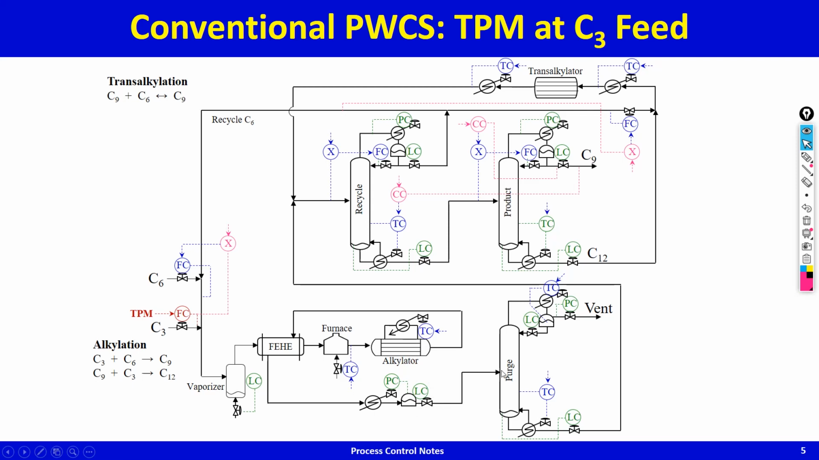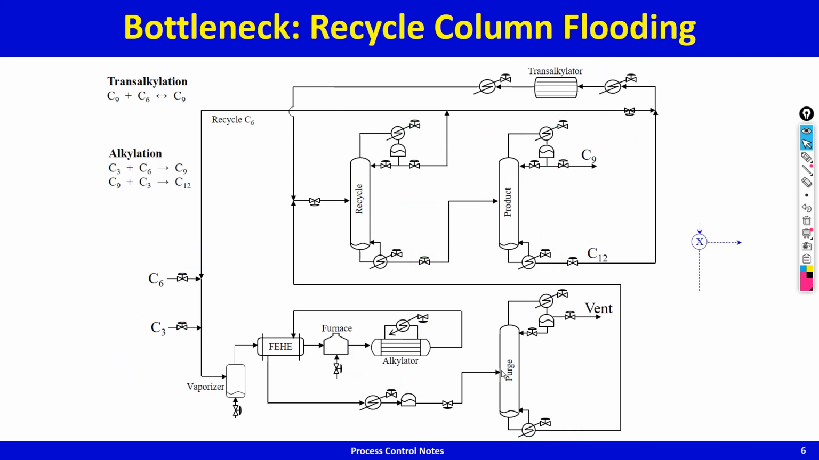You can keep thinking it through. So you increase here, everything downstream increases. You see, all the loops are dancing together. Okay, that's the way this is supposed to work. Now let's look at bottleneck being flooding in the recycle column.